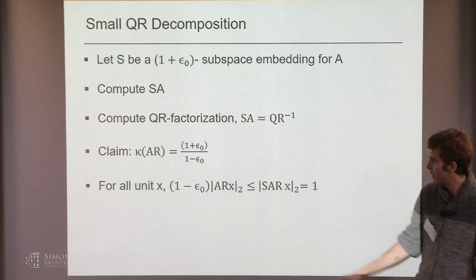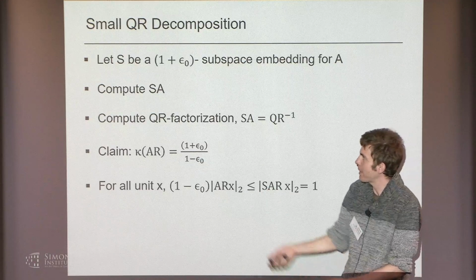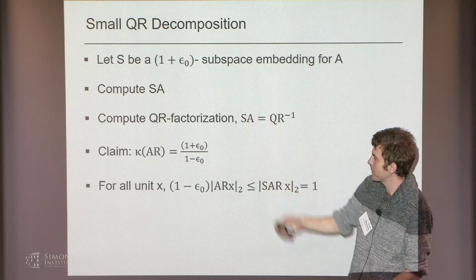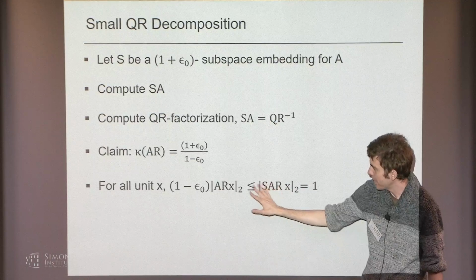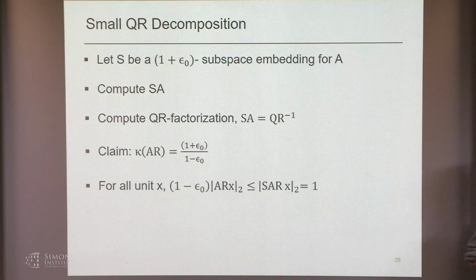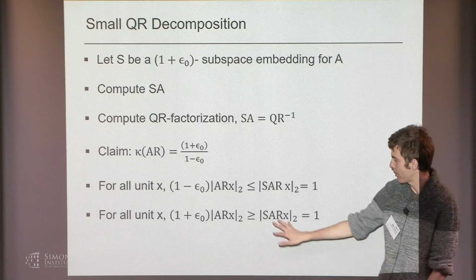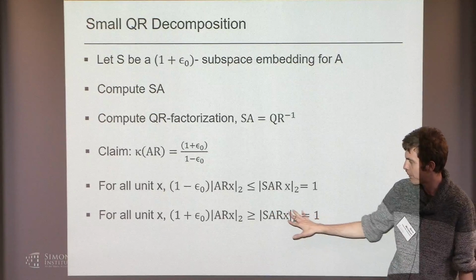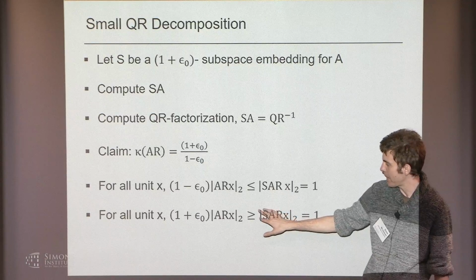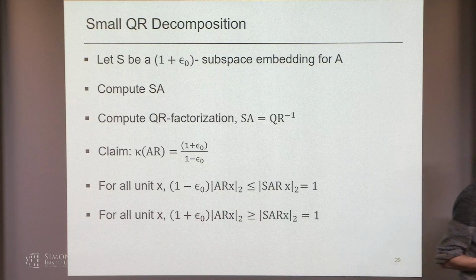On the other hand, S is a subspace embedding, a 1 plus epsilon 0 approximate subspace embedding. So the norm of SARX is at least 1 minus epsilon 0 times the norm of ARX. This is for all vectors x. I can also do the other direction. Again, the norm of SARX is 1, as before, and because it's a subspace embedding, it's at most the norm of ARX times 1 plus epsilon 0.